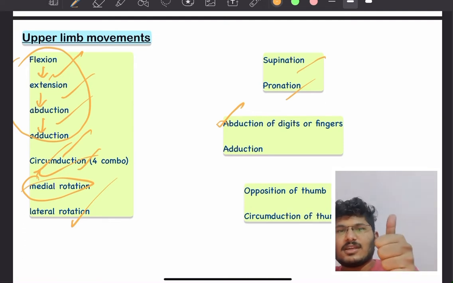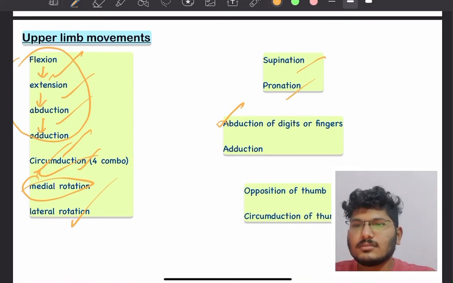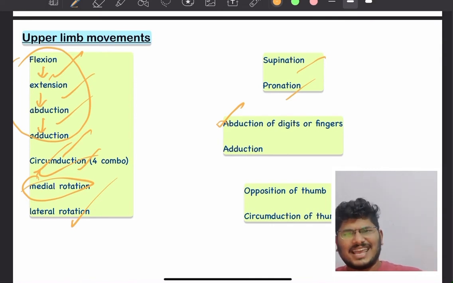Next, circumduction of the thumb, same. Flexion, adduction, extension, abduction. All four movements together occurring in the thumb are called circumduction of the thumb. Done. Lower limb movements, same.